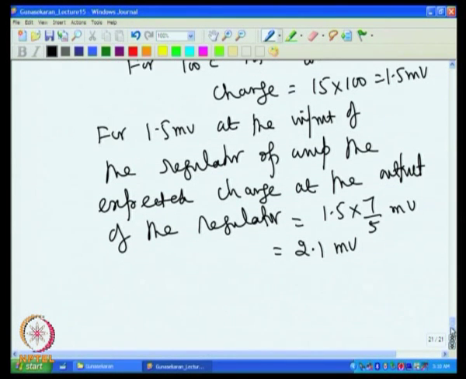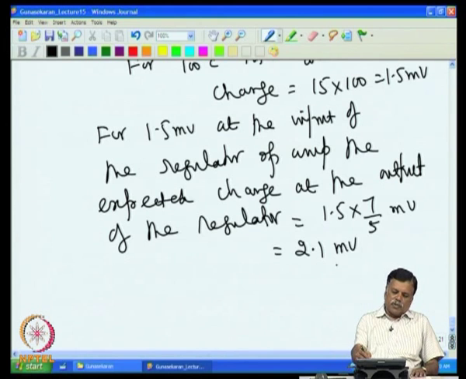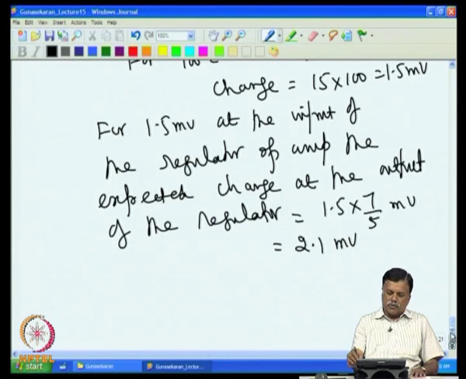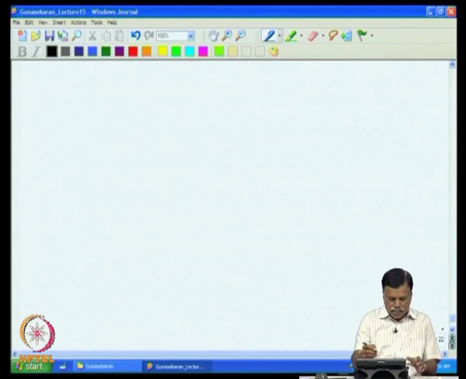So, we will have a 2.51 millivolt change at the output of the regulator due to offset voltage drift. These are the three errors possible in the voltage regulator stage. So, corresponding to 2.5 millivolt, again we have to find the current change at the output of the regulator.